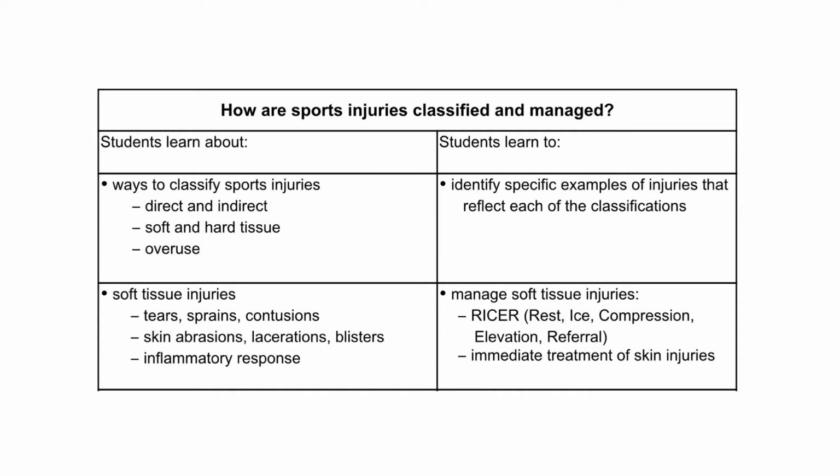So today we're going to continue looking at how a sports injury is classified and managed. We've already looked at ways to classify them, and so this time we're looking at a soft tissue injury. We're going to have a look at the inflammatory response, and we're going to explore ways to manage soft tissue injuries, and this video will look at RICER, so rest, ice, compression, elevation and referral to deal with the inflammatory response of soft tissue injuries.